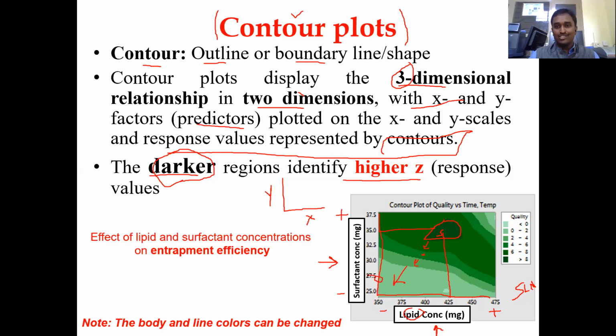Similarly, let us say you're plotting dissolution here. You're putting a factor X, let us say disintegrant concentration, and let us say binder concentration. This darker region indicates the more dissolution area. The lighter region indicates the less dissolution area. Like that, you can interpret based on the regions what the output response is, whether it's more or less. So the darker the region identified, the more the response values. That you have to remember. These are examples of contour plots. Contour means the boundary.